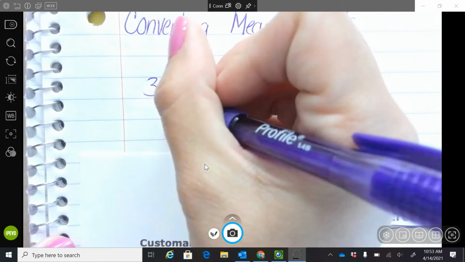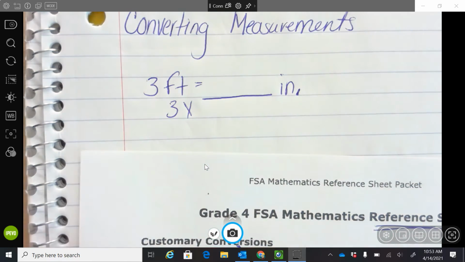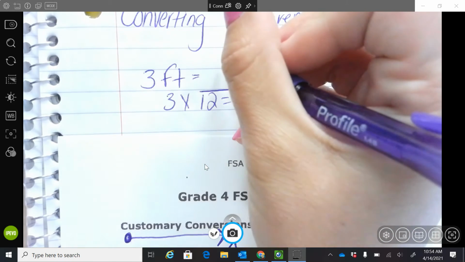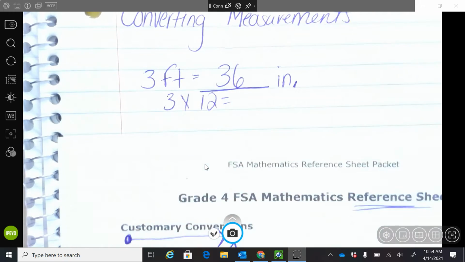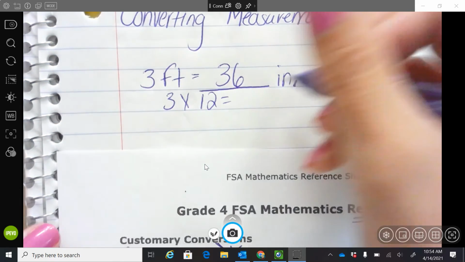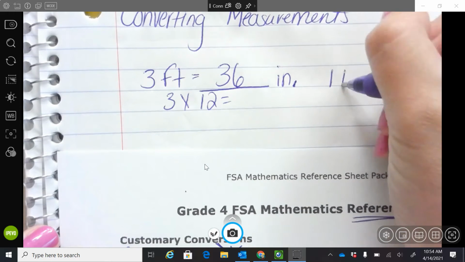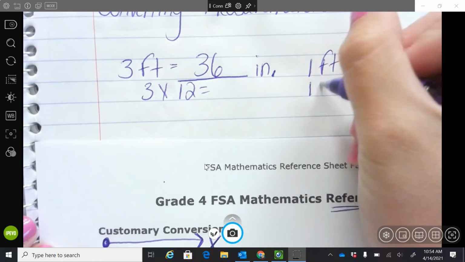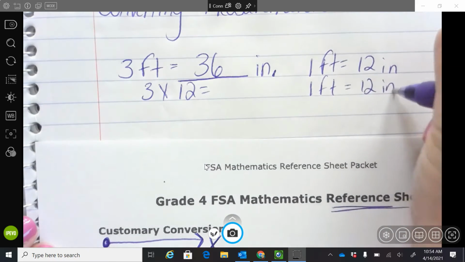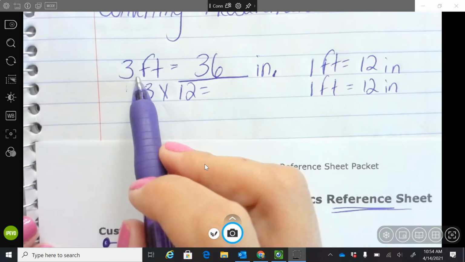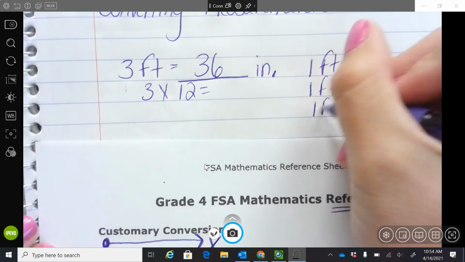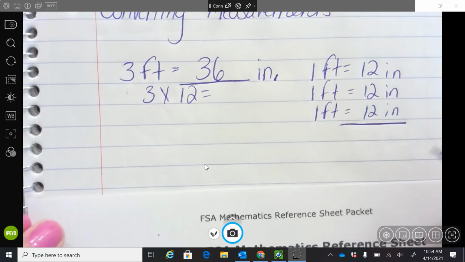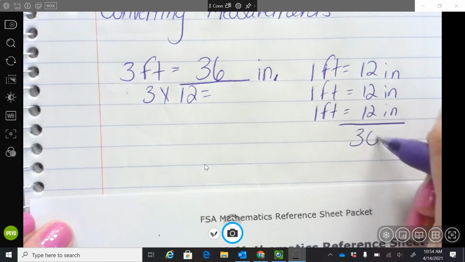So we're going to multiply 3 times 12, and we got 36. It's the same thing as doing 1 foot is 12 inches. Another foot is 12 inches. How many feet were we trying to find? 3. So another foot is 12 inches. And we know that repeated addition is the same thing as multiplication.